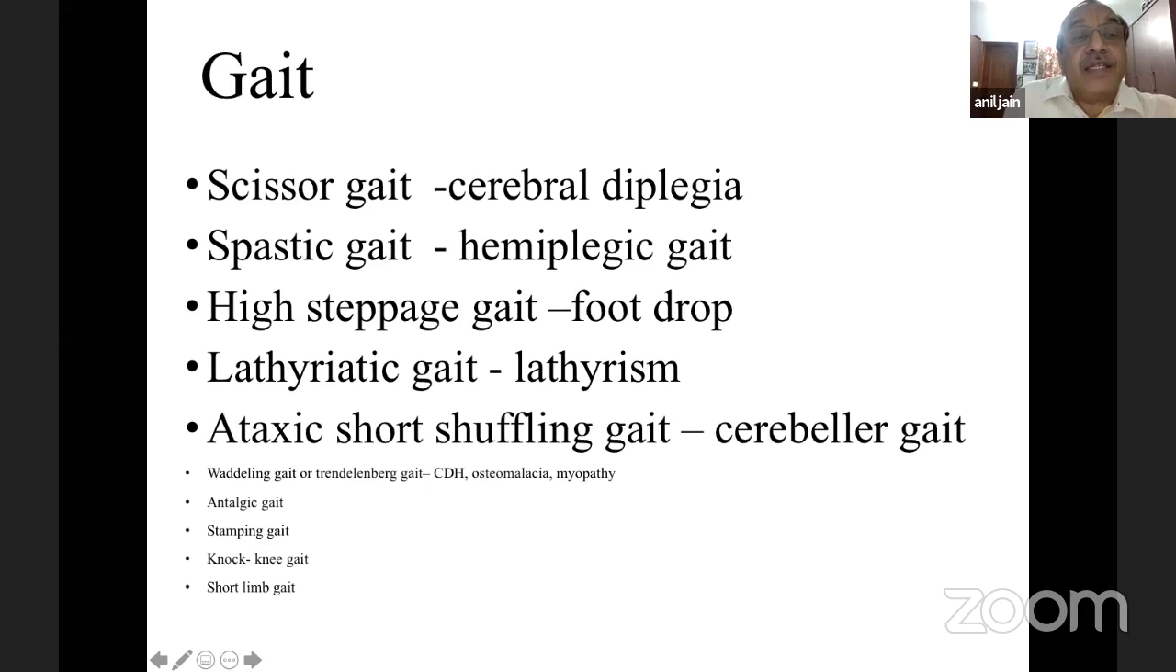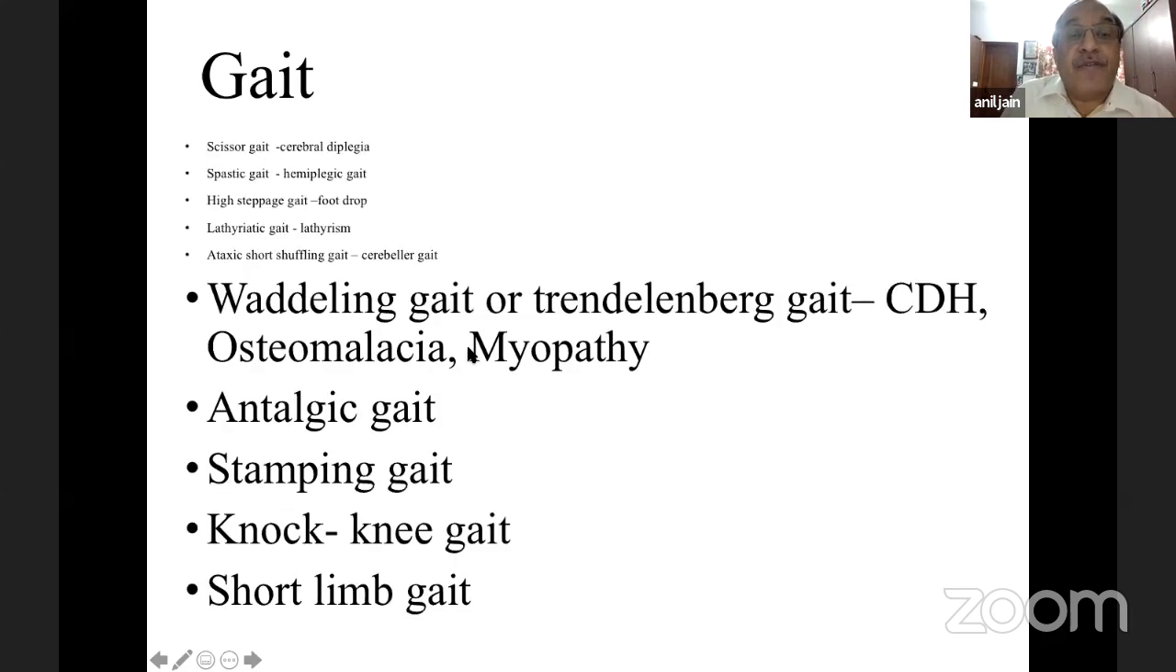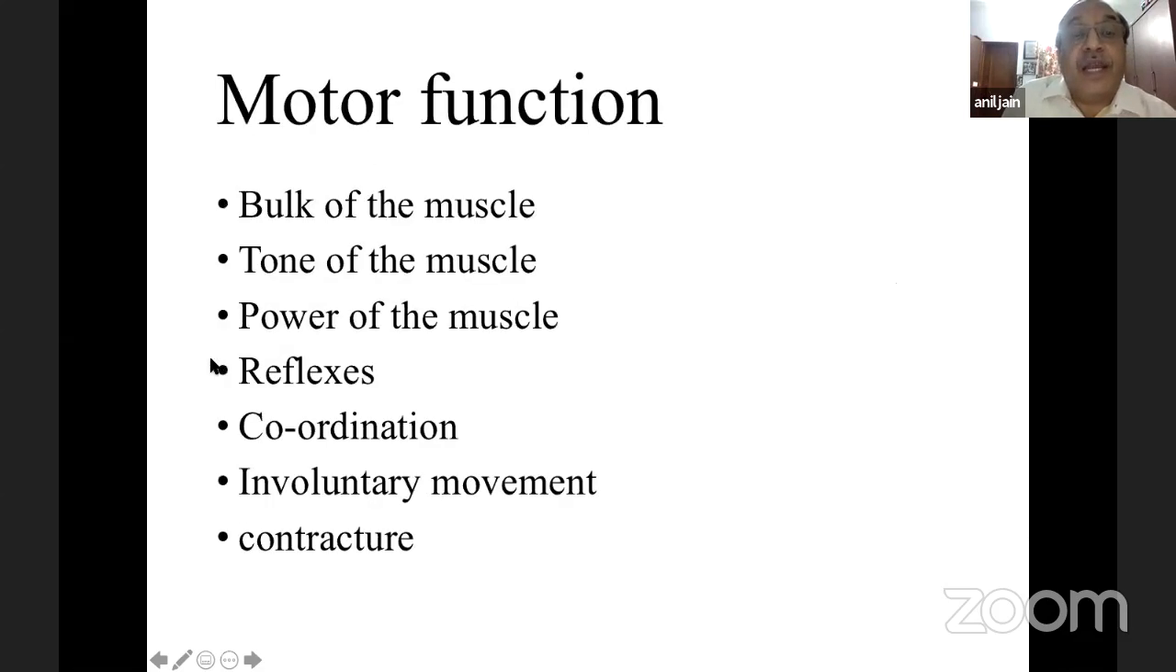Now, these are the various gaits. These are neural gaits: the scissor gait of cerebral diplegia, where the patient walks with crossing of the lower limbs, or the spastic gait of hemiplegia, or the high stepping gait of foot drop, or the shuffling gait of extrapyramidal lesions or Parkinsonism, or the ataxic short shuffling gait of a cerebellar etiology. And these are all orthopedic gaits: waddling or Trendelenburg, antalgic, stamping, knock knee, and short limb gait. So we need to know whether the person is having a neural gait or an orthopedic condition gait.